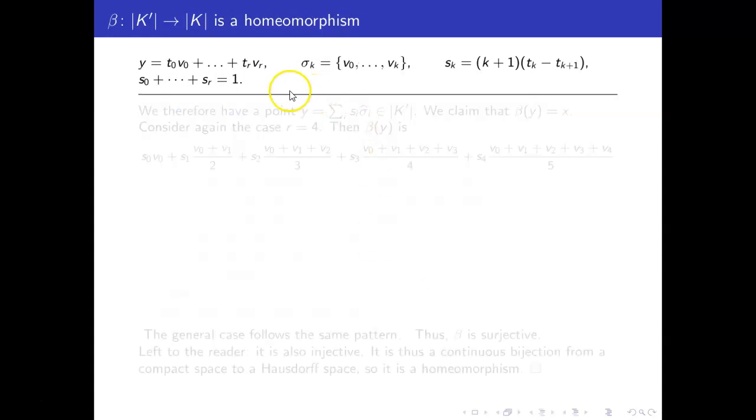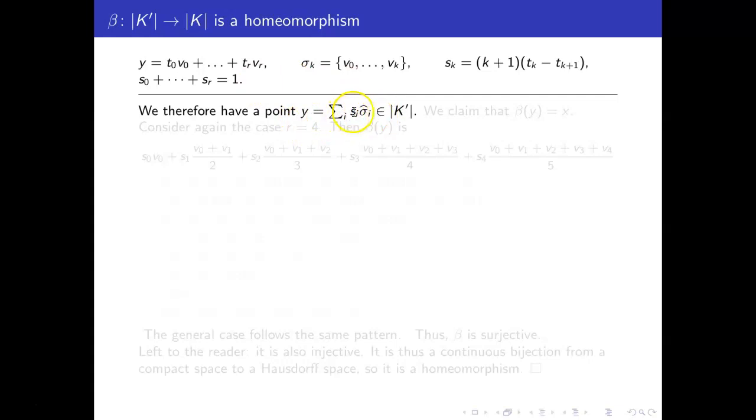Okay, so here's where we were. We had a point y in the geometric realization of K, and we defined sigma K to be the simplex consisting of V0 to Vk. We define Sk to be K plus 1 times Tk minus Tk plus 1, and we've observed that these are non-negative and their sum is equal to 1. So that means that we can look at the sum of the Si sigma I hat.